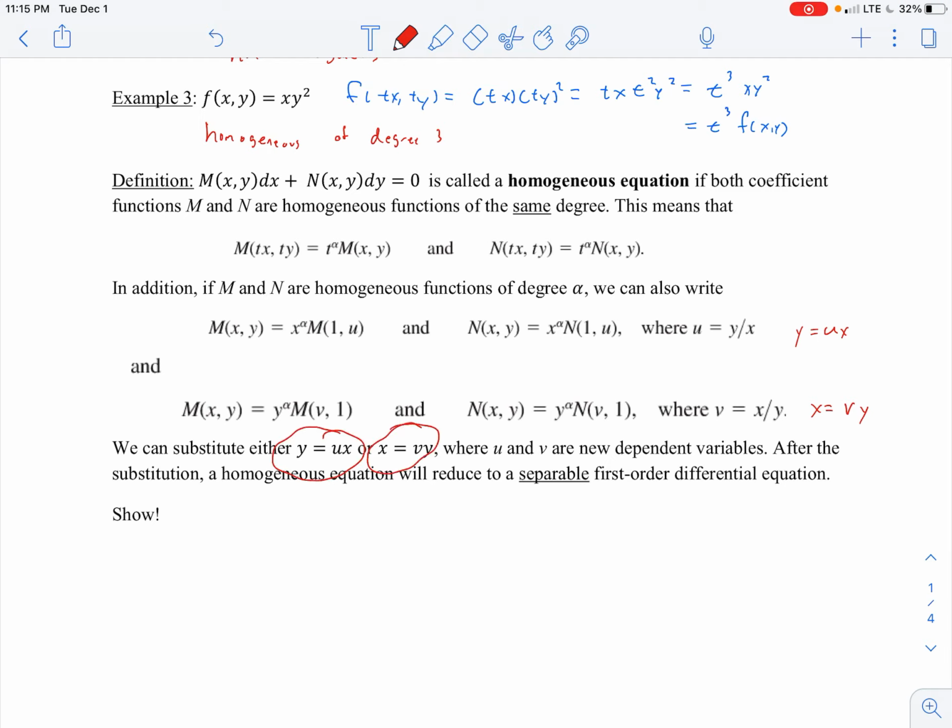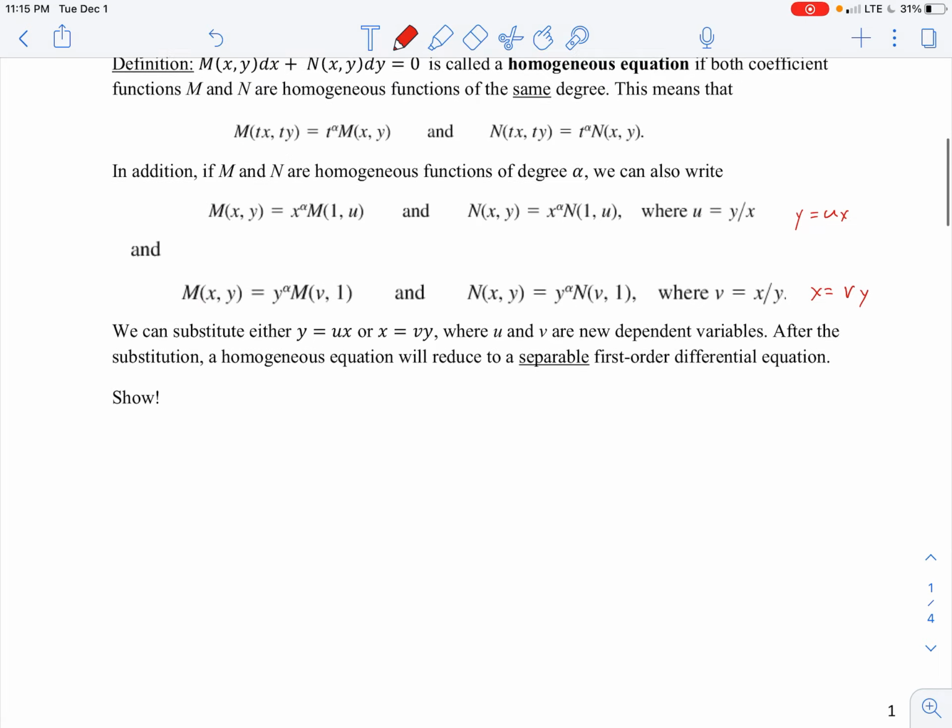So when we do the substitutions, we can substitute in for y, and we can substitute in for x, ux or vy, where u and v are our new dependent variables. And after we do some substitution, a homogeneous equation will reduce to a separable first-order differential equation. So let's show what that looks like.